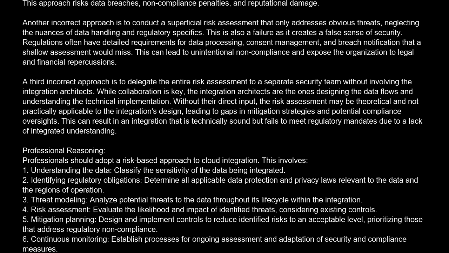Professionals should adopt a risk-based approach to cloud integration. This involves 1. Understanding the data. Classify the sensitivity of the data being integrated.